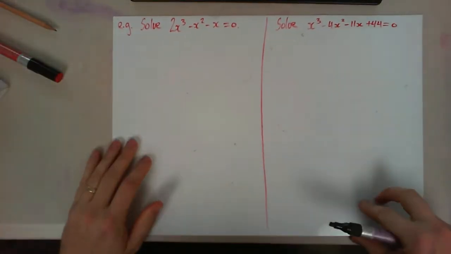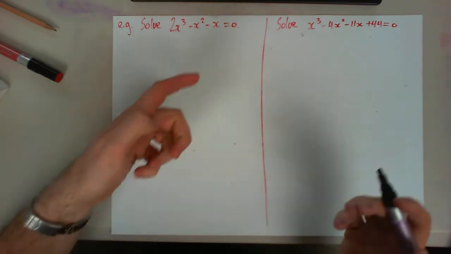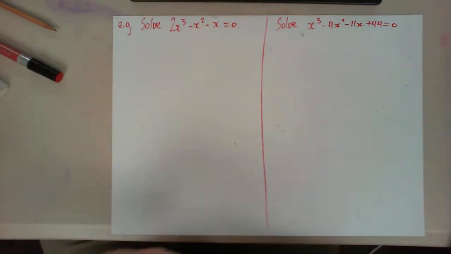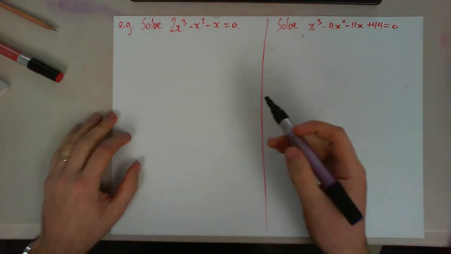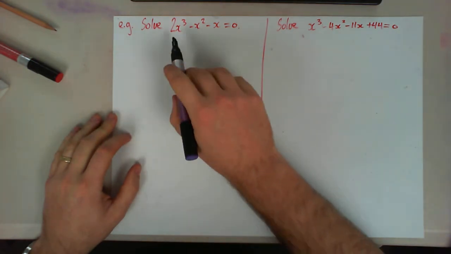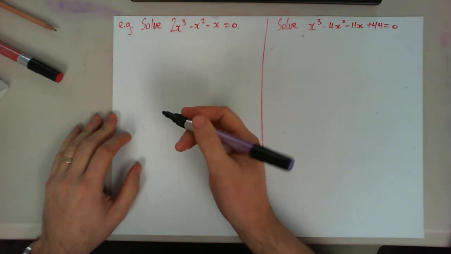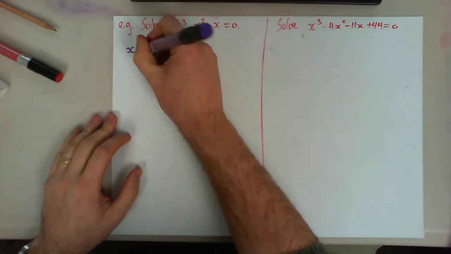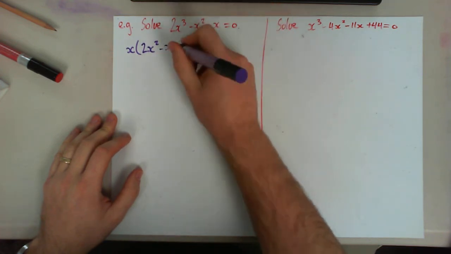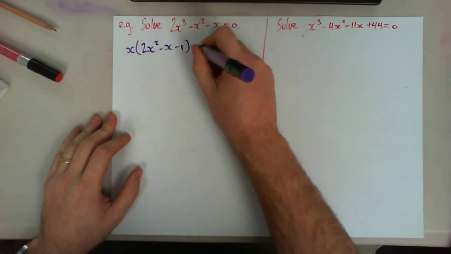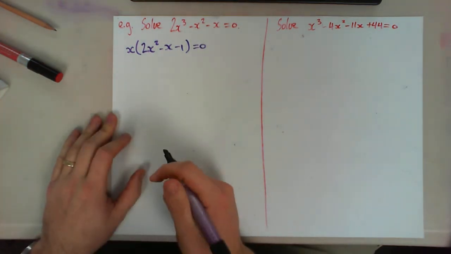For example, we could need to solve 2x³ − x² − x = 0. Now you might think, I've got to find a factor and use my factor theorem. Well, yes and no. There is actually a factor here that's really obvious. We have an x in all three terms because we don't have a constant term at the end. So we can simply take an x out and we're left with 2x² − x − 1 equaling 0, and now we have a quadratic that we can factorize.